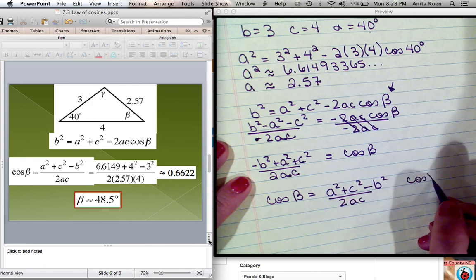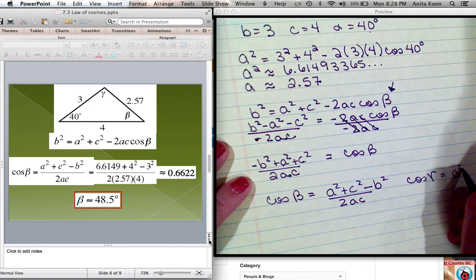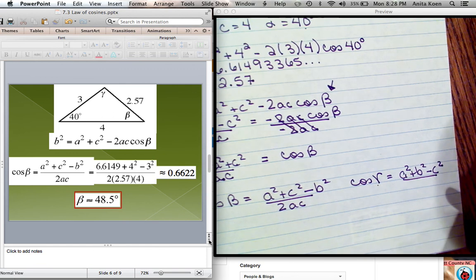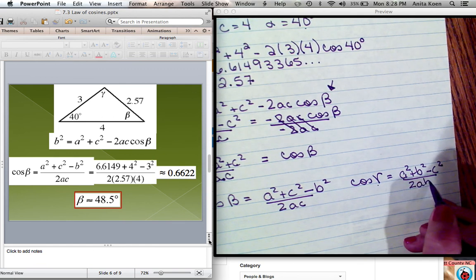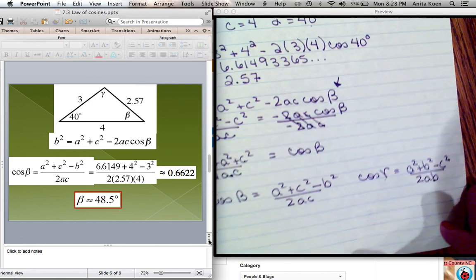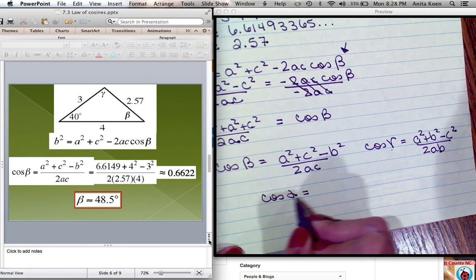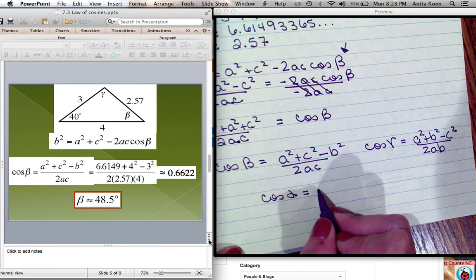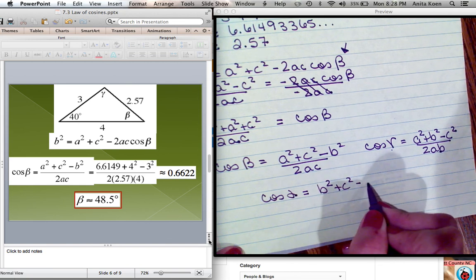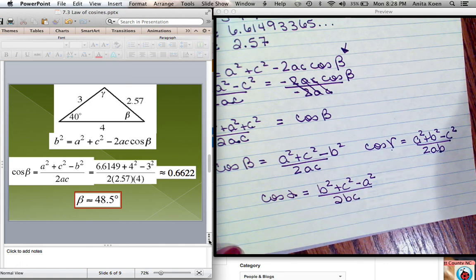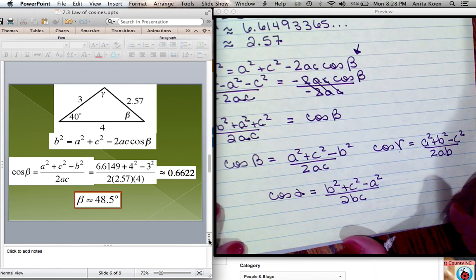For the cosine of gamma, it would be the two sides that are not opposite gamma. That'd be a squared plus b squared minus the side that is opposite gamma, which would be minus c squared, divided by 2ab. And then the last one, which would be the cosine of alpha, would be the two sides that are not opposite alpha, so that would be b squared plus c squared, minus the side squared that is opposite alpha, over 2bc. And you'll be able to find every time using those formulas one of the angles.